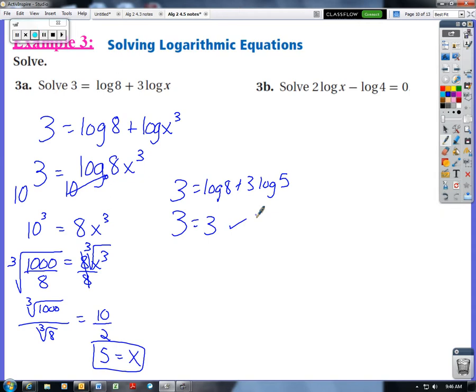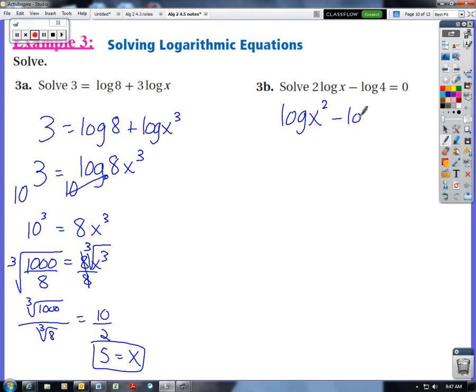Okay, so try this one on the right by yourself. Okay, this one's similar to the other one. Actually, on this one, this 2 out front here, we cannot use the difference property until the 2 goes up and becomes the exponent there. So we have to do that step first. Now we can use the difference property.